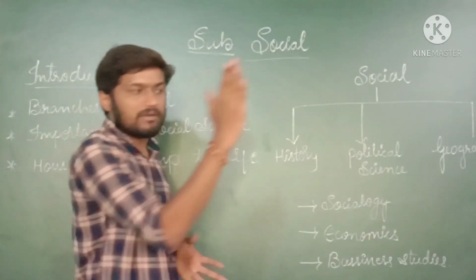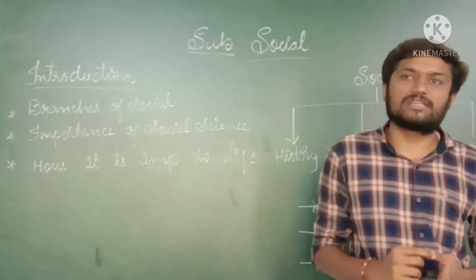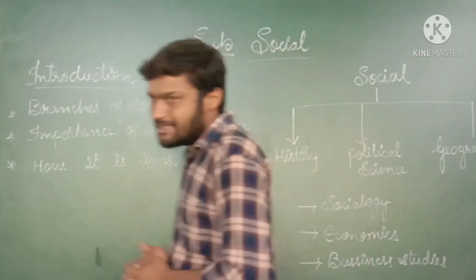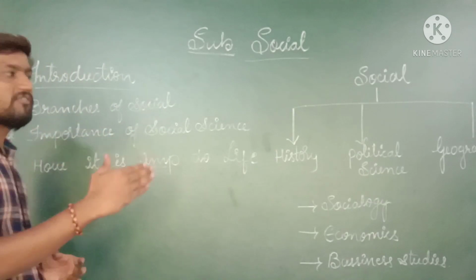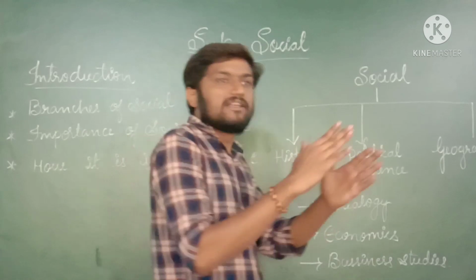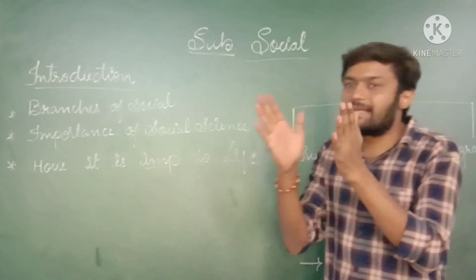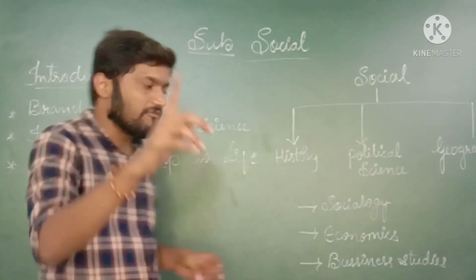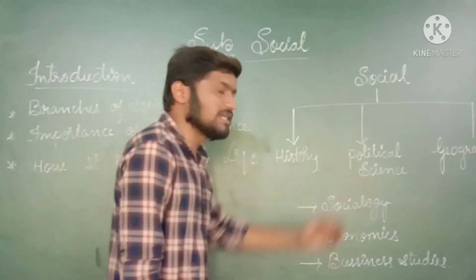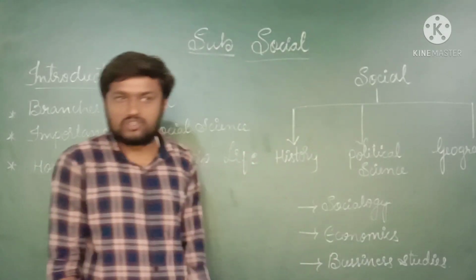Before your 5th standard, you study the social as a single, partless subject. When you enter the 6th standard, the higher primary section, you are going to study the social in different parts. We are going to divide the social study into 3 important parts. The first part is history, the second part is political science, and the third part is geography.